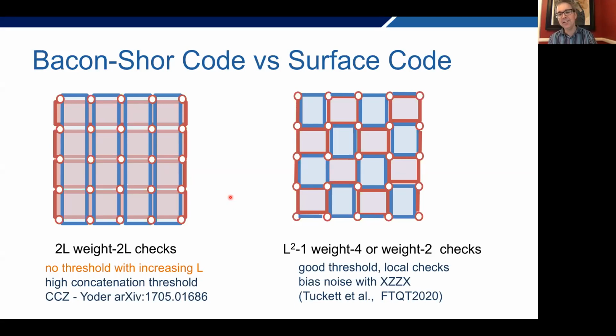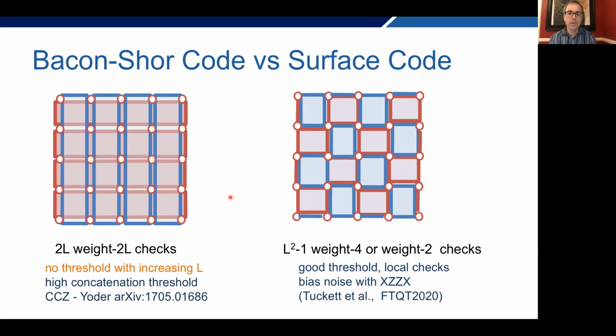And now the surface code, of course, everyone knows and loves. It has a great threshold, it has local checks, and as we learned yesterday, it can be incredibly good for biased noise if we just change a little bit the local direction at each qubit.